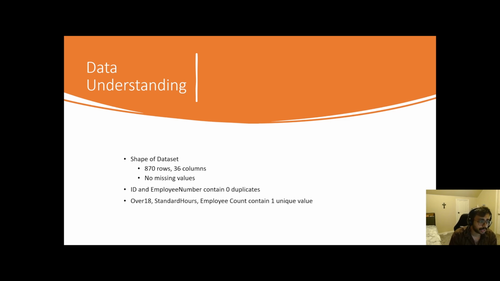So first we'll take a look at the data set to understand it. There are 870 rows and 36 columns, and there are no missing values, but there are a few interesting columns. These columns are ID, employee number, over 18, standard hours, and employee count. ID and employee number are particularly interesting because they contain zero duplicate values, meaning that for every single row, they contain a different value, and I believe these are unique identifiers for the subject within the data set. And for the next three columns listed below, these each contain the same value for every single row.